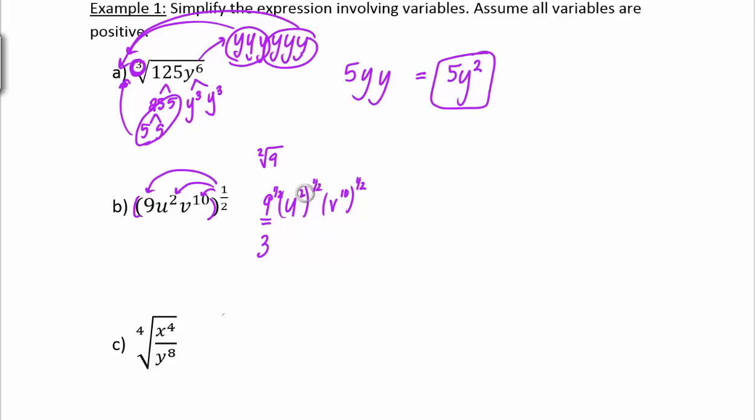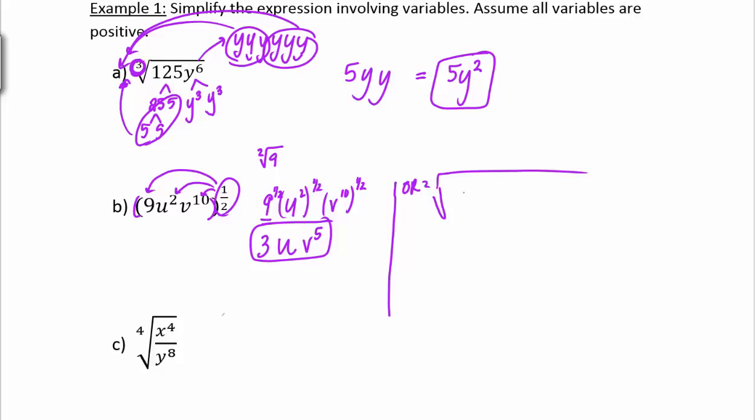Then I'm going to multiply my powers. 2 times 1/2 is 1. And 10 times 1/2 is 5. Okay, so 3 times u times v to the 5th. There is another option on how we could solve this. This 1/2 here, like I just said, is the same as the square root of 9u squared v to the 10th. And I'm going to go back and do this problem at the end if we have time left over. But you could do it either way.